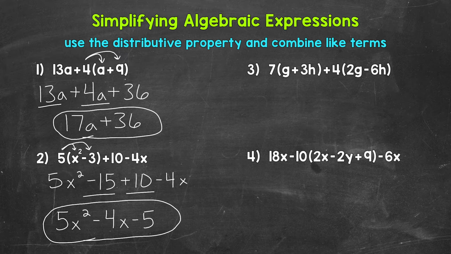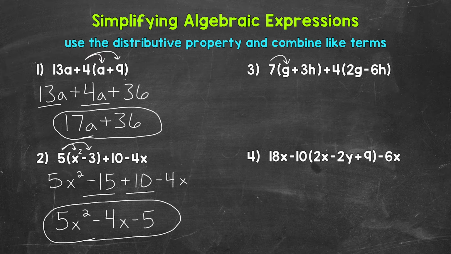So that's something to keep in mind as far as writing out expressions. Let's move on to number 3, where we have 7 times the quantity g plus 3h, plus 4 times the quantity 2g minus 6h. Let's start by using the distributive property to remove any parentheses, and then we can look to combine like terms.